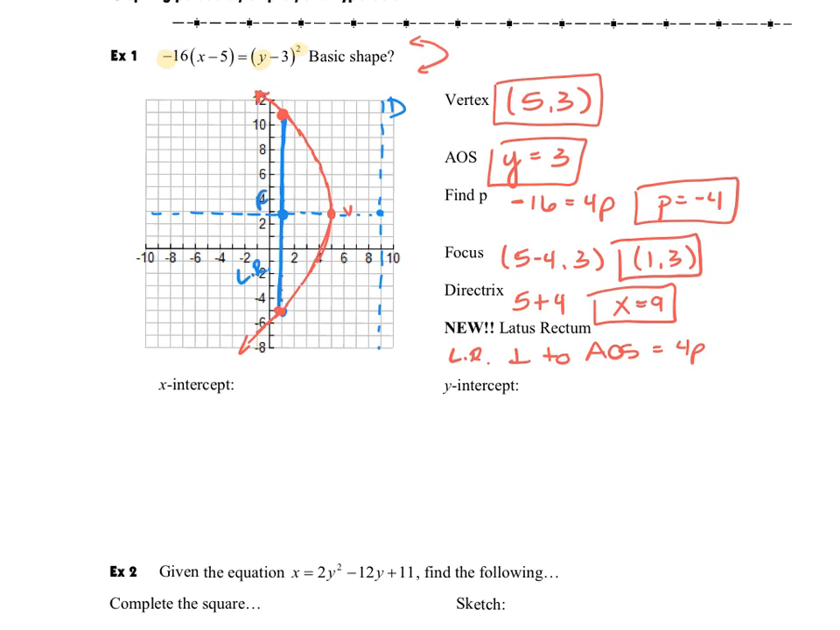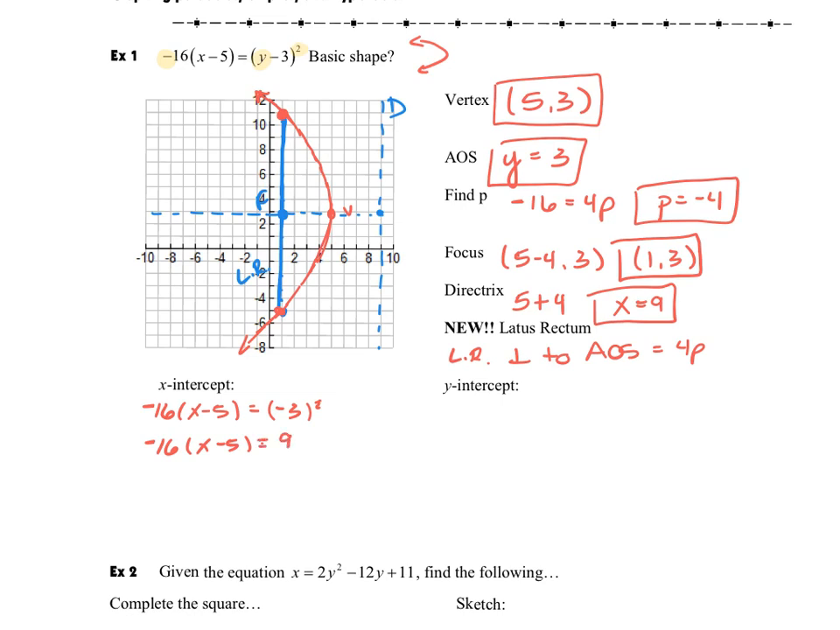Now, if we wanted to go through and calculate the x and y-intercepts, we could certainly do that as well. If we want to find our x-intercept, of course, we're going to let y equal 0. So we're just going to do some quick algebra. Our negative 16 times (x minus 5). Then on the right-hand side, our y value was 0, so we're going to have a negative 3 squared. It's kind of hard to read that negative 3 there. So negative 16 times (x minus 5) equals my 9.